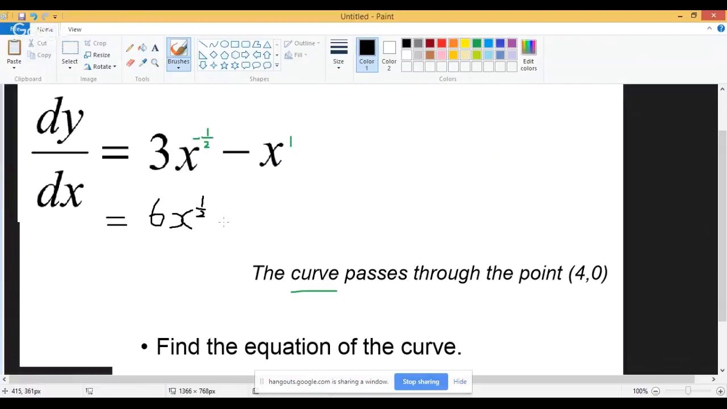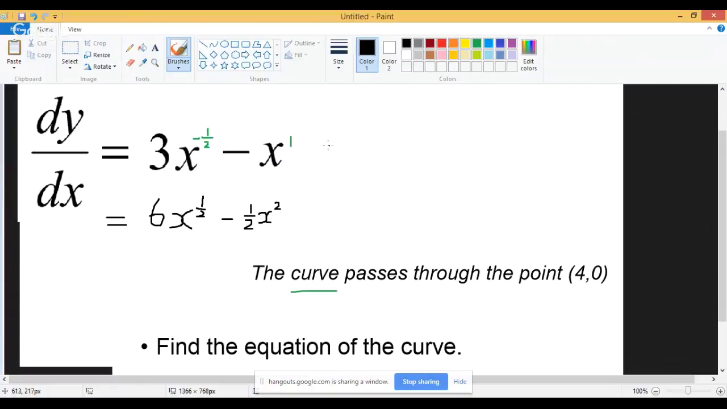And on to the next term, we've got x to the power 1. Let's raise that to the power 2. We're adding 1 to the power. And the coefficient here, we can't see it, but it's 1. And we're going to divide that by the new power, which is 2. So that makes the new coefficient a half.